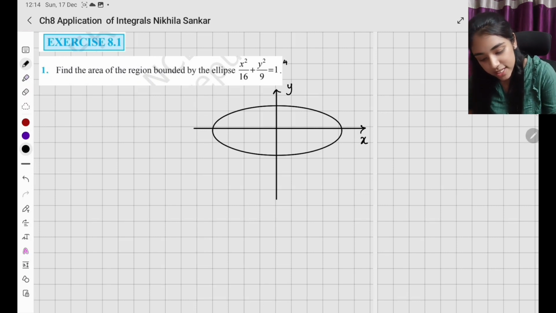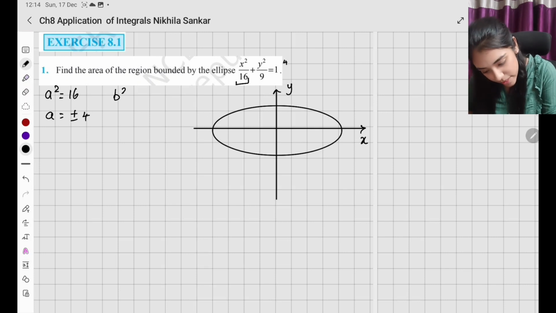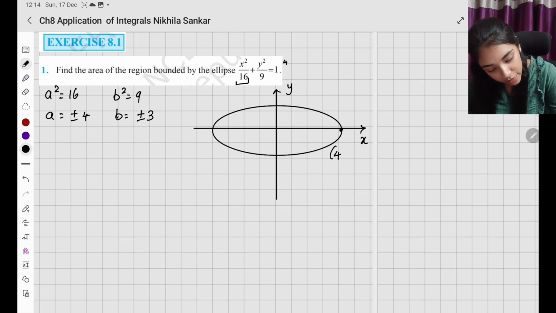This is my y-axis. So, I have basically a square equals 16, so a equals plus or minus 4. And b square equals 9, so b equals plus or minus 3. So, what are my coordinates going to be? Here I'll have 4, 0 and here it is going to be minus 4, 0, this particular point. And this point is going to be 0, 3 and this is going to be 0, minus 3.